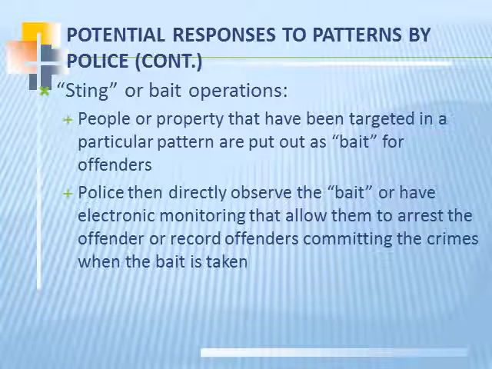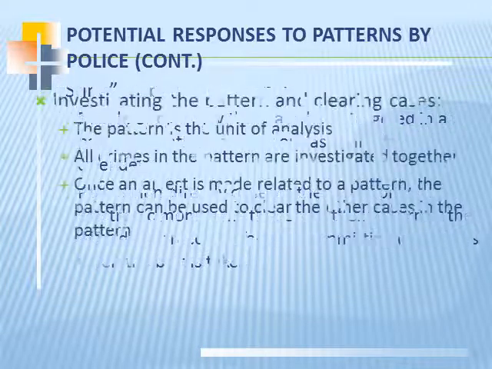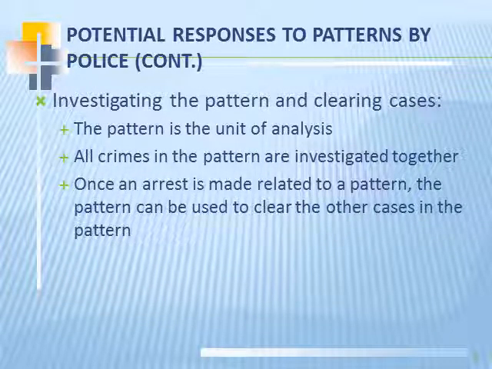Sting or bait operations require a situation where people or property that have been targeted in a particular pattern are put out as bait for offenders. Police then directly observe the bait or have electronic monitoring that allows them to arrest the offender or record offenders committing the crimes when the bait is taken. Once an arrest is made related to a pattern, the pattern can be used to clear the other cases in the pattern.